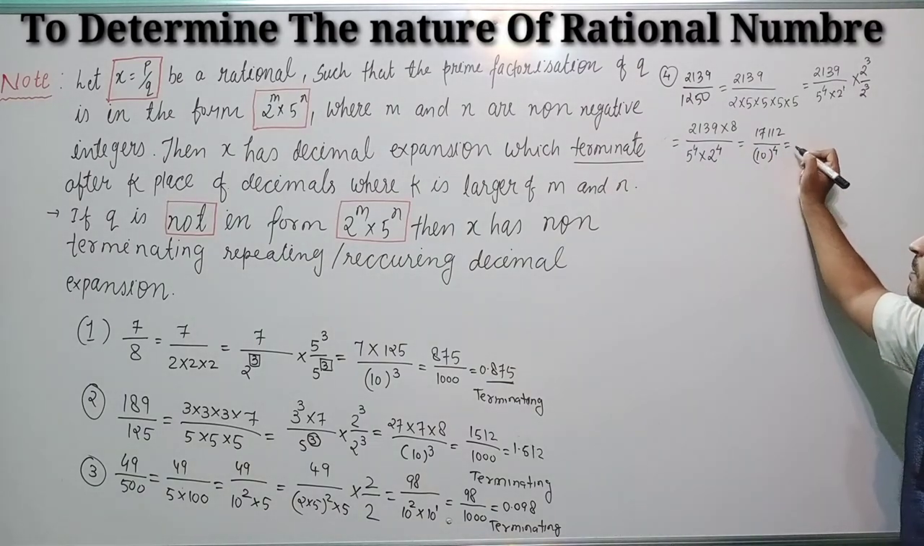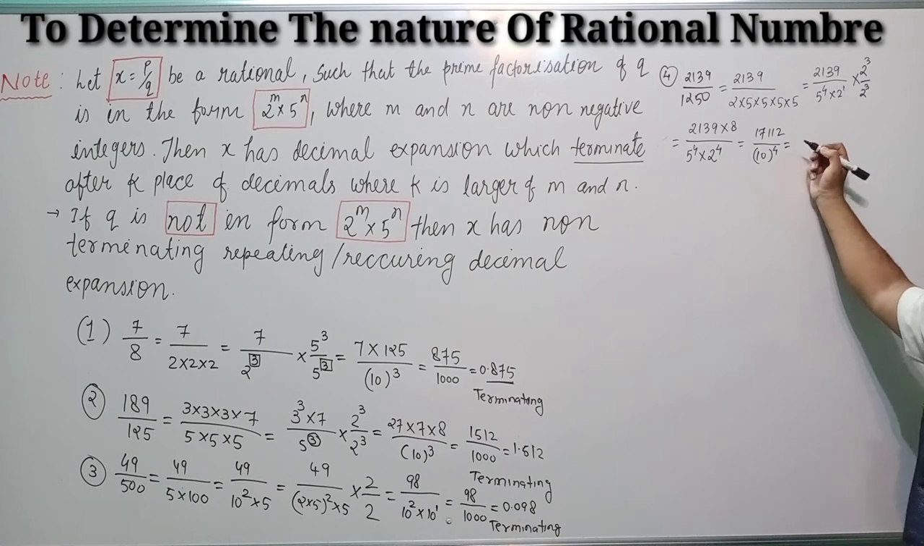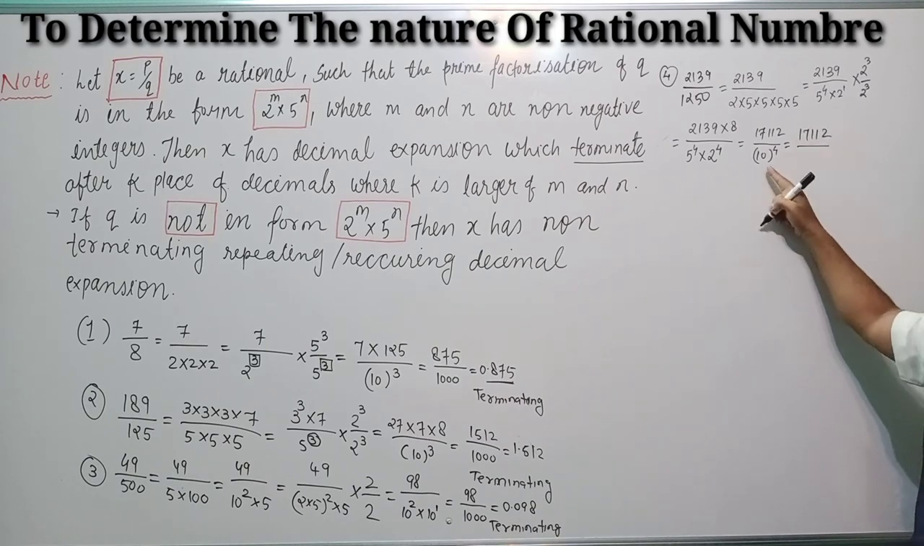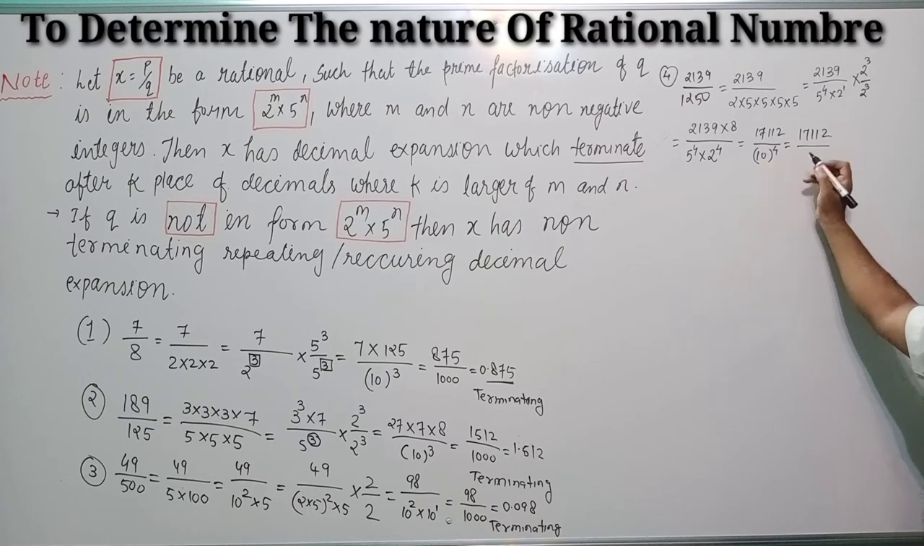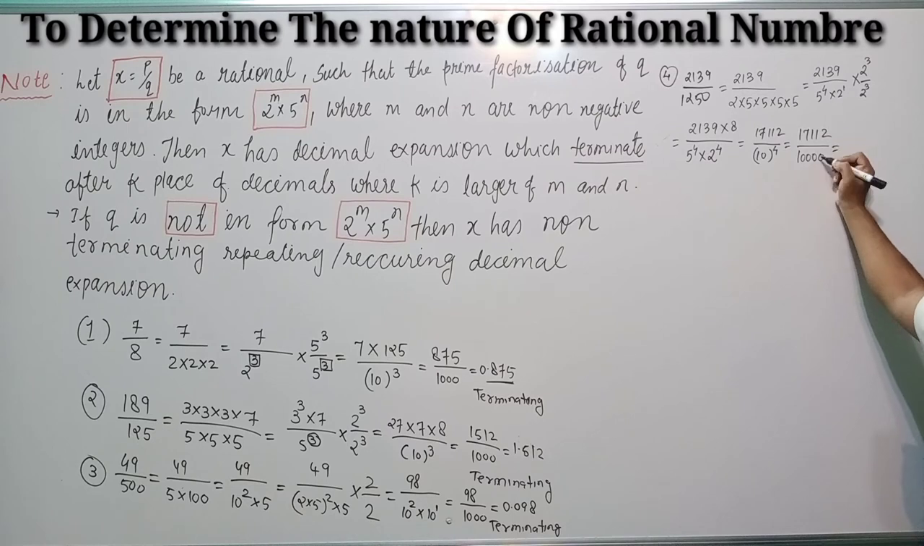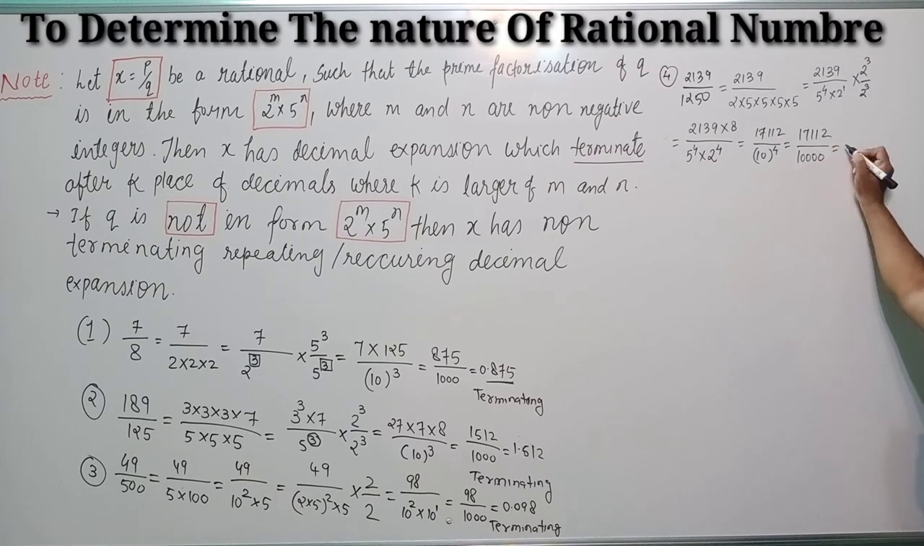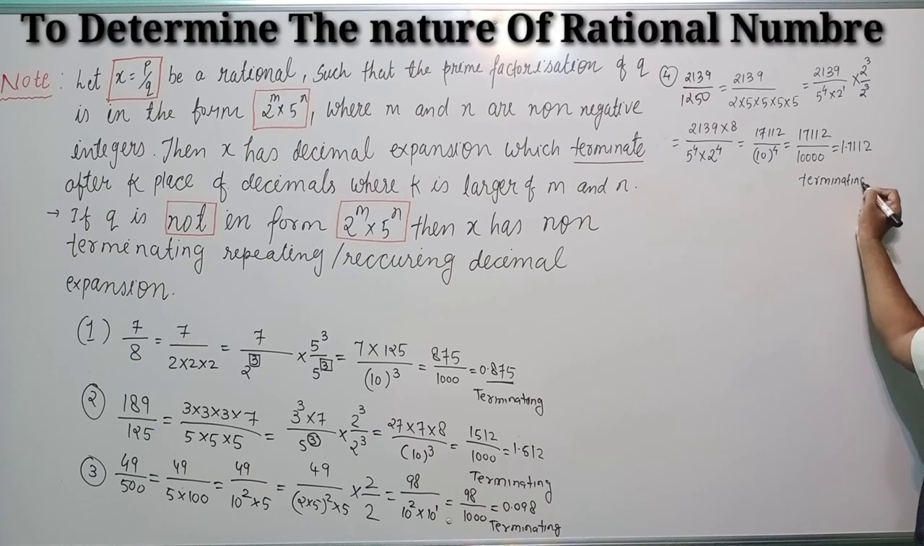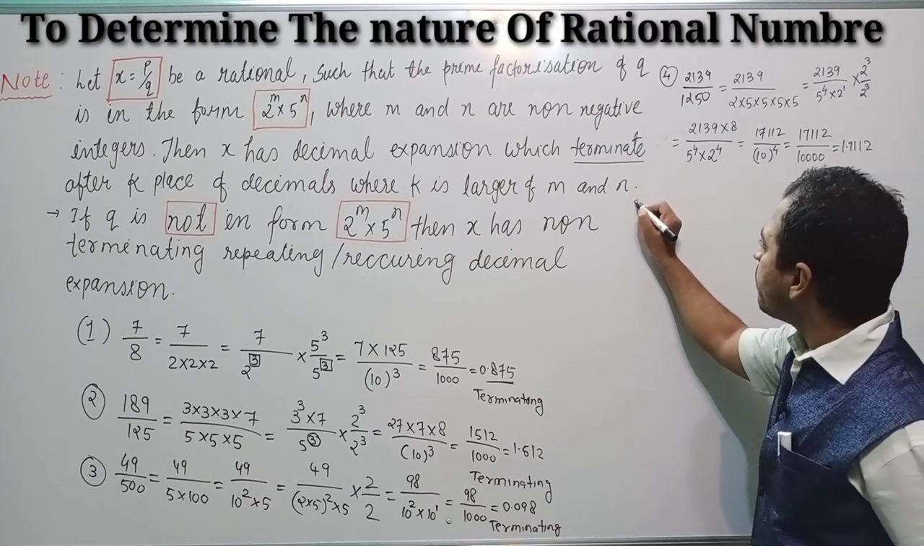Right students? Okay, so 17,112 divided by 10 to the power 4 means 10,000. So after 4 digits, 1, 2, 3, 4, you can put the decimal: 1.7112. It is also a terminating decimal expansion. Okay, moving to the question number 5.